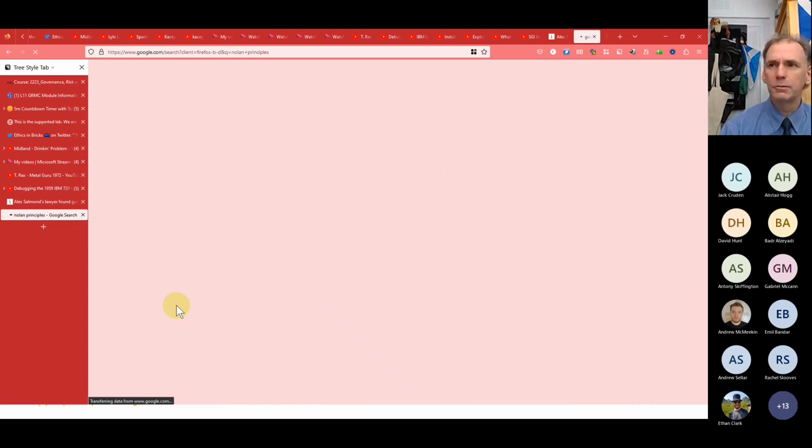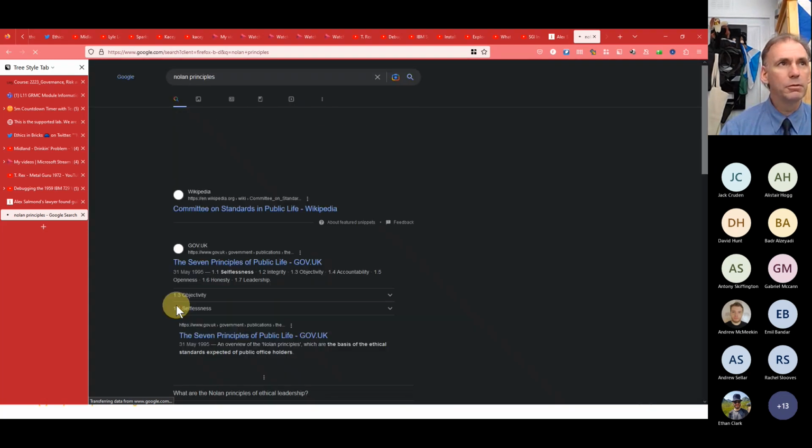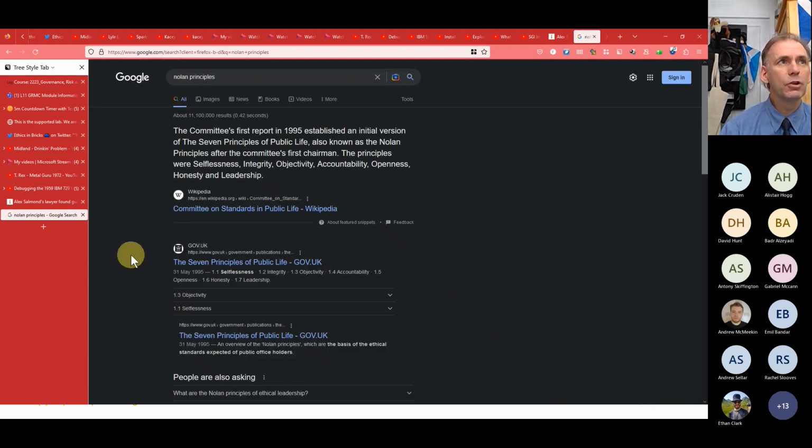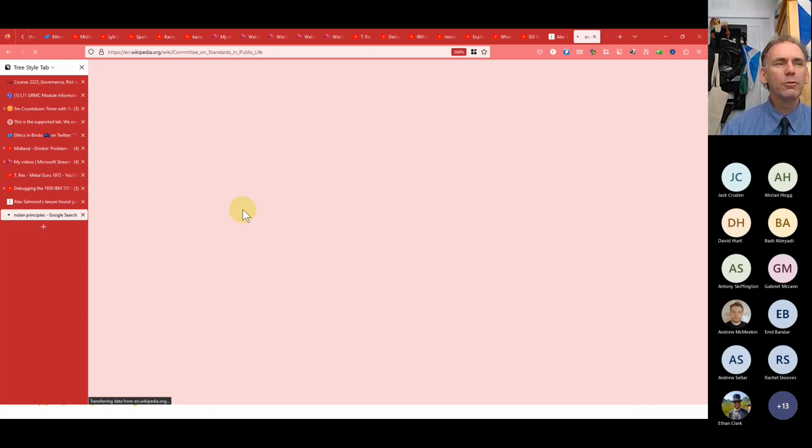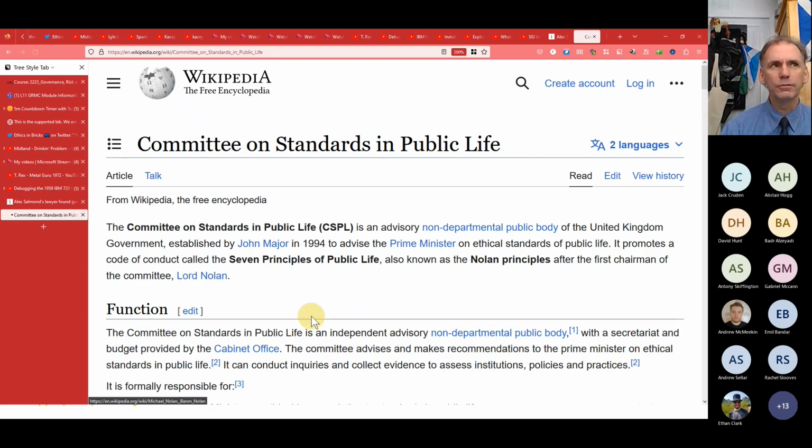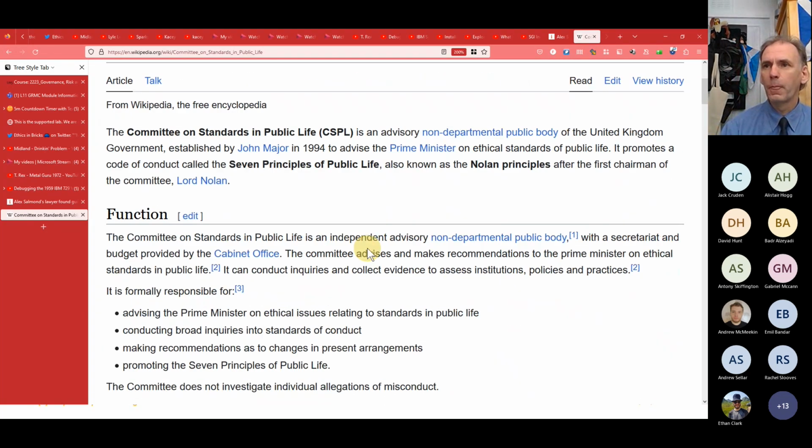Rather sadly, these had to be brought in because many people in public life had forgotten about this kind of stuff. So these came from 1995, and of course Wikipedia is not a place where we can go to reference, but it is a helpful starting point for a basic overview.